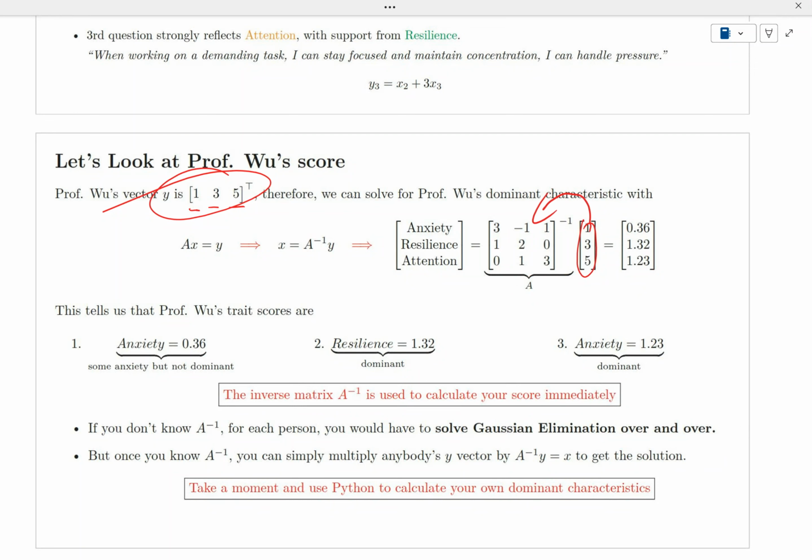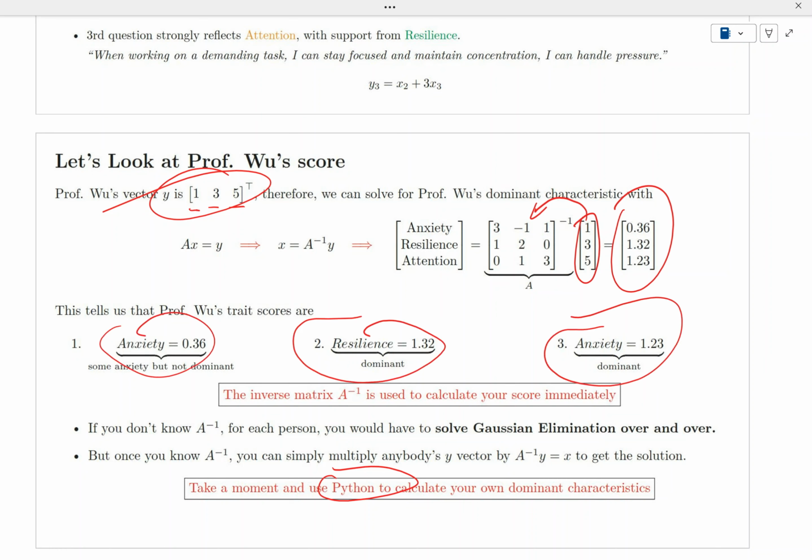At this point, I want you to pause the video. You have your three numbers. Use Python and see if you can multiply by the inverse, and then figure out, based on your answers, what your dominant feelings are. Okay.